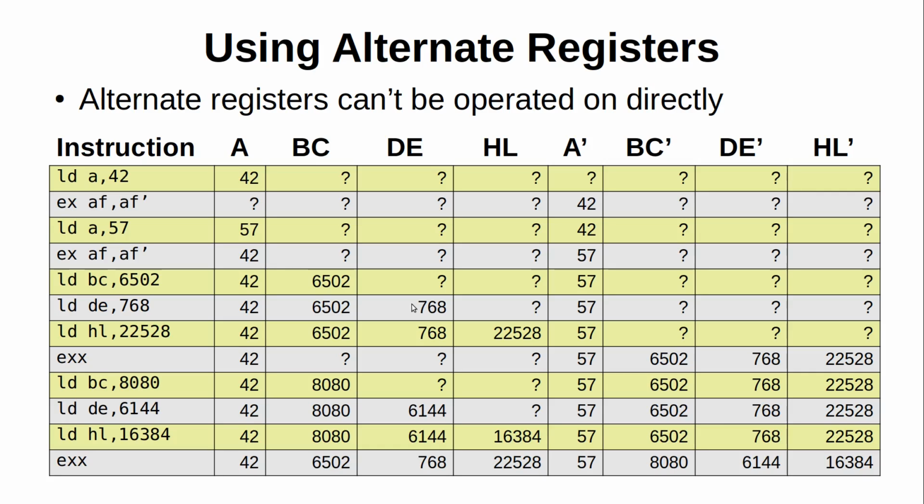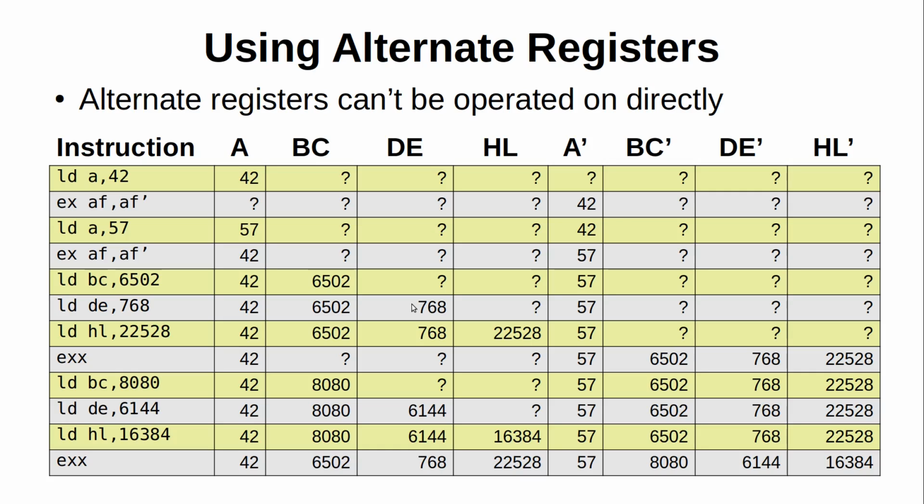First, we load A with the value 42, so that's the only register that has a known value at this point. Then we do an AF exchange, which puts the 42 in the alternate accumulator, and the regular accumulator now has whatever mystery value was in the alternate A previously. Doing another immediate load into A, this time with 57, sets the value in the main accumulator, while the alternate one still has 42.